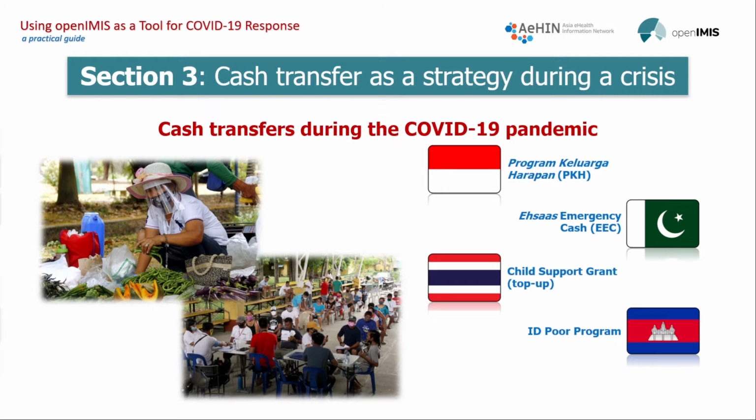Even a high-income country such as Singapore has implemented one-off cash payouts during the early part of the pandemic, with all Singaporeans receiving between 300 to 600 Singapore dollars directly into their bank accounts as part of the country's Solidarity Budget.